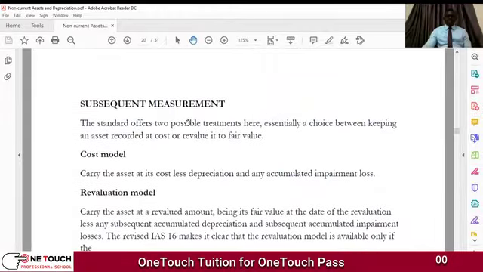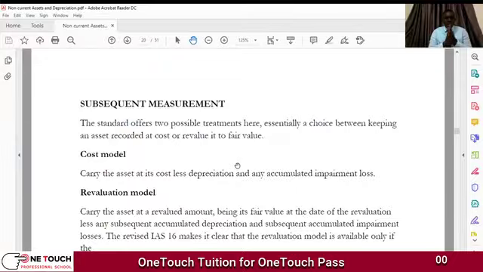So let's talk about the subsequent measurement of an item of PPE, property, plant and equipment. The standard offers two possible treatments here. Essentially, a choice between keeping an asset recorded at cost or revaluing it to fair value. So two methods: either you keep it at cost or you revalue it after your initial measurement.